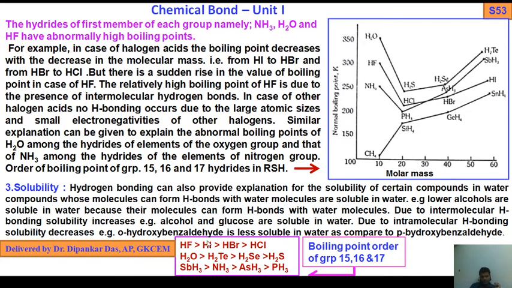So why is HI higher than HBr and HCl? Due to the presence of large size, large surface area and high molecular weight, van der Waals attraction also increases. So that's why the boiling point order will be HF greater than HI, greater than HBr, greater than HCl. Similarly, water greater than H2Te, greater than H2Se, greater than H2S; SbH3 greater than NH3 greater than AsH3 greater than PH3. So in this way you can arrange the boiling point order of group 15, 16, 17.